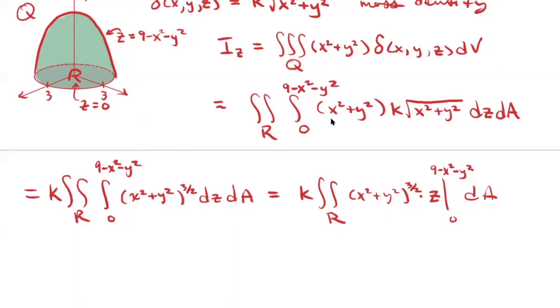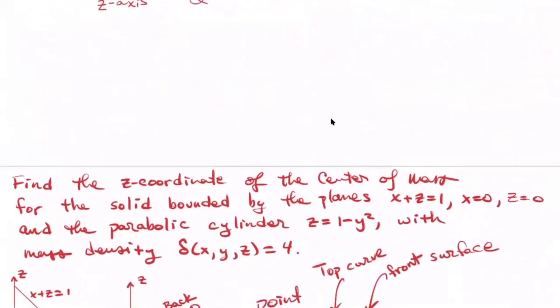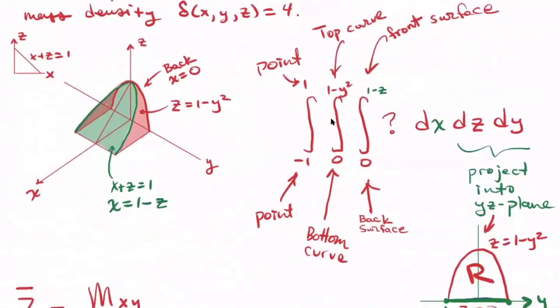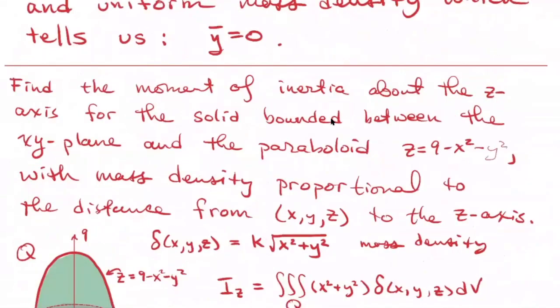Yeah, for Iz. Okay, so I would just want to refer you back to the notes from last time. We're just extending our discussion. Here are the formulas for the second moments or the moments of inertia, so you'll have that in your notes. And for moments of inertia, you just do distance squared. The distance to the z-axis from a point is the square root of x squared plus y squared. You have to square that, so it gets rid of the square root. You just get x squared plus y squared. That's the distance squared.